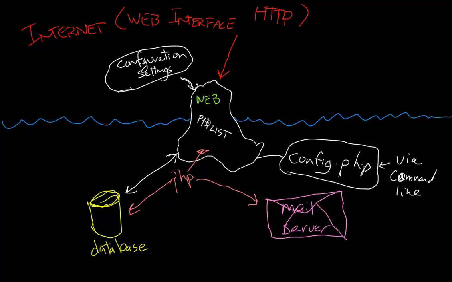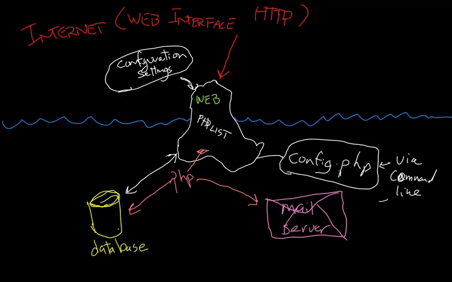And that's what I want to go over with: this is the general architecture. Some of the settings are saved in the database, and you can get at them from the web interface. Some of them you actually have to go into the server itself where phplist is installed and get into the file system and edit this file here.